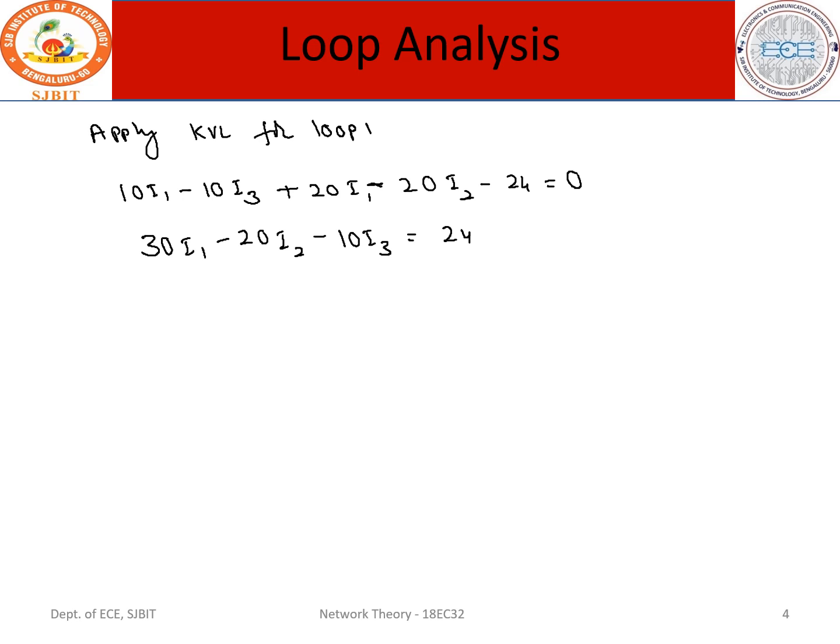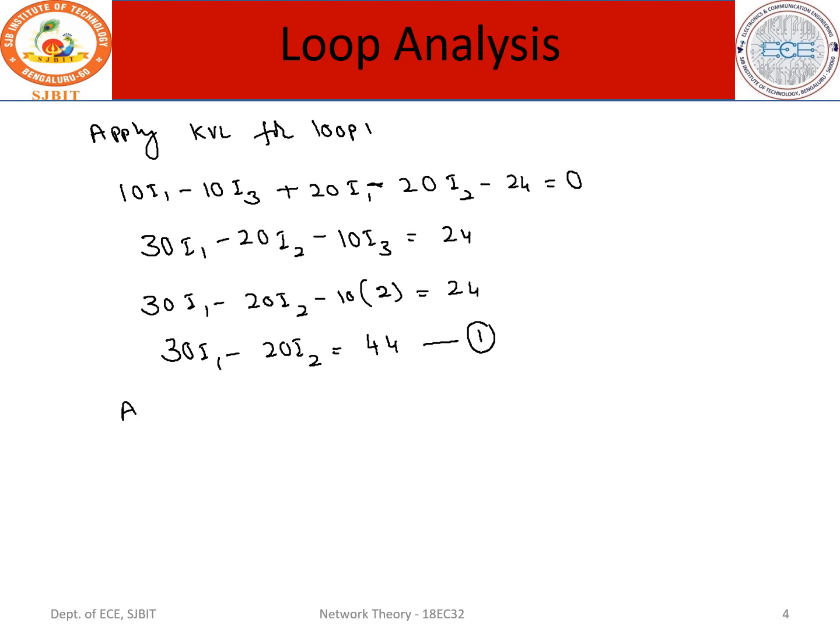We already know the I3 value, 2 amps, that you can substitute here. 30I1 minus 20I2 minus 10 into I3 value, which is 2, is equal to 24. So this we can write as 30I1 minus 20I2 is equal to 20 plus 24, that becomes 44. Call this equation 1.